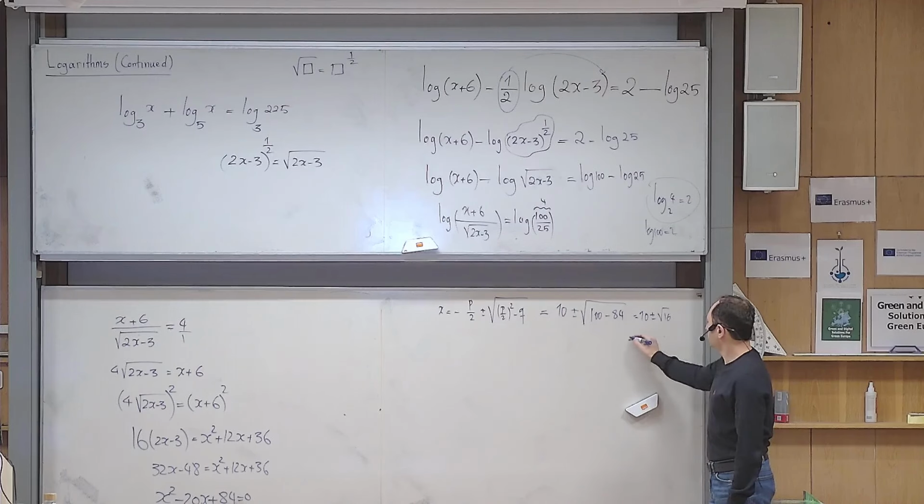But what is the square root of 16? Hopefully everyone knows it is 4. So I get 2 roots: 10 plus 4 is 14, and 10 minus 4 is 6.